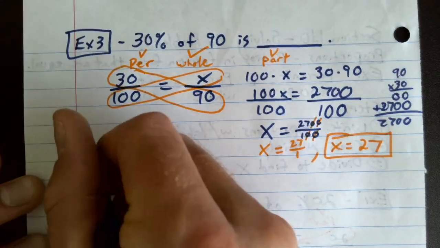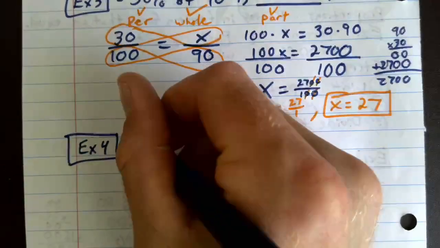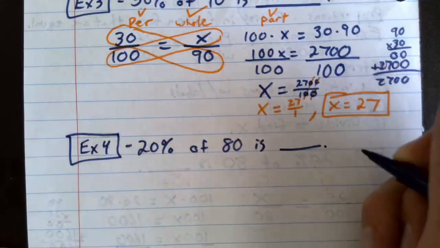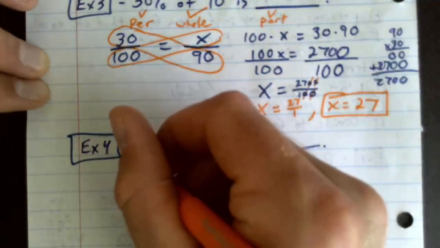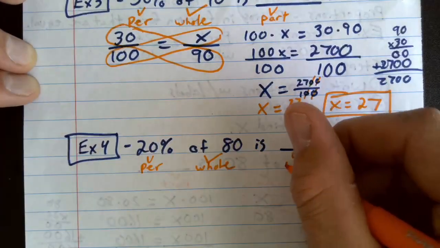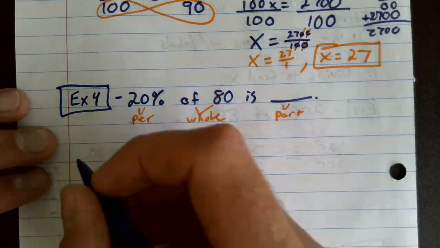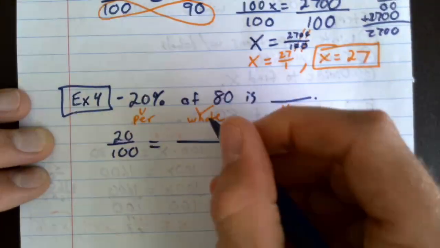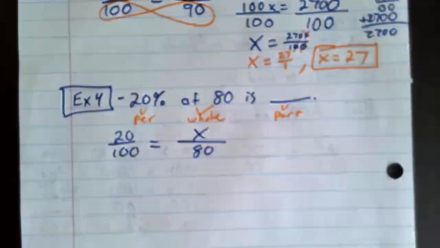We're going to write EX4. All right, and this one is 20% of 80 is blank. All right, so step 1 says write your proportions with labels. So we have our percent here of 80 is your whole, and your blank is your part. Okay, and just go ahead and write your percent as your proportion. So we have 20% over 100 equals, we have our whole, which we know is 80, but we don't know what our part is yet. So just put X right there.